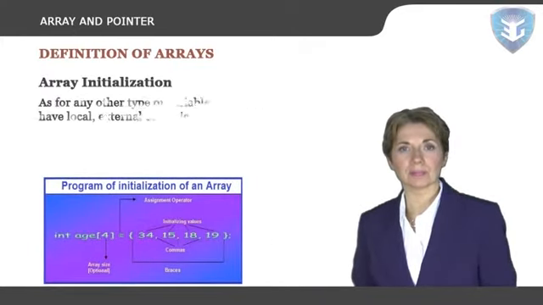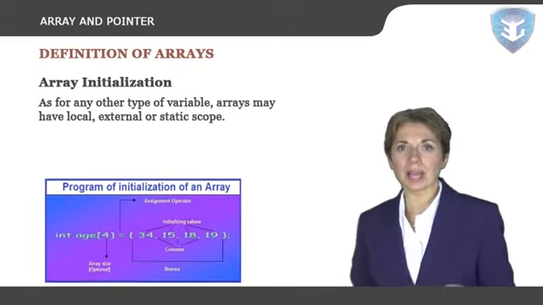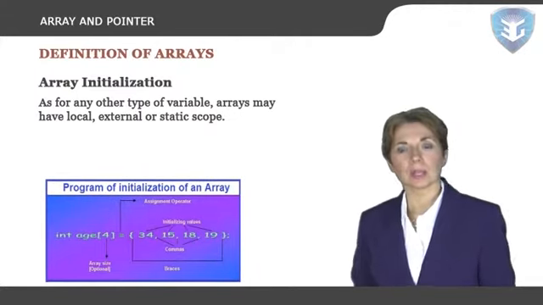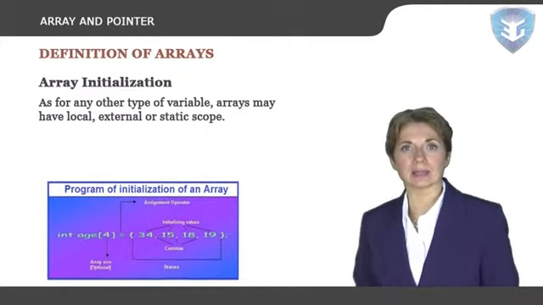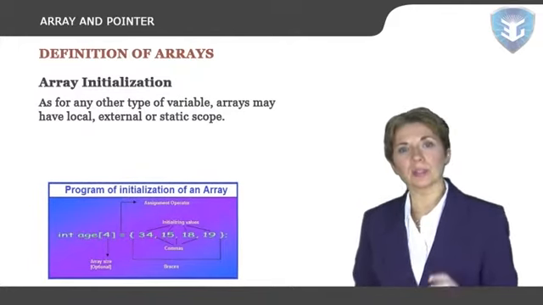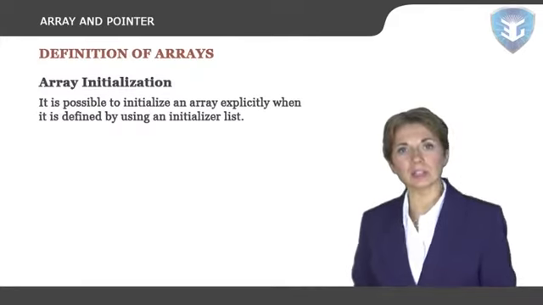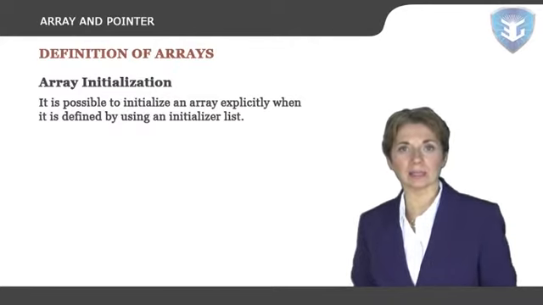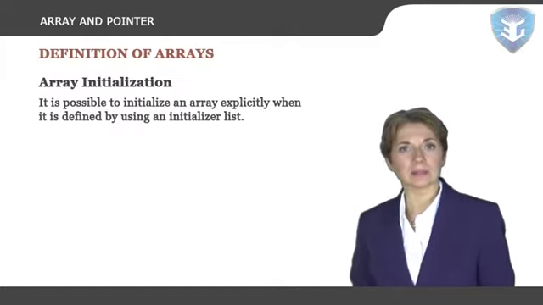Array initialization. As for any other type of variable, arrays may have local, external, or static scope. Arrays with static extent have their elements initialized to 0 by default, but arrays with local extent are not initialized by default, so their elements have arbitrary values. It is possible to initialize an array explicitly when it is defined by using an initializer list. An initializer list is a list of values of the appropriate type enclosed in braces and separated by commas.